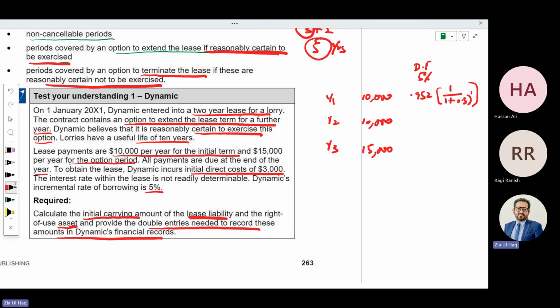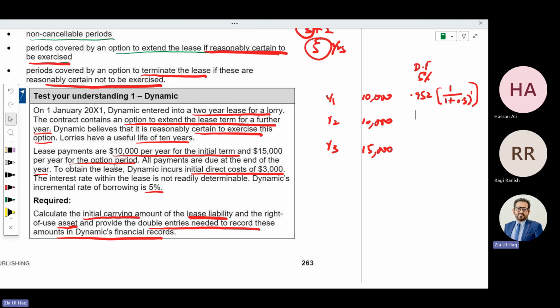Just to explain it, the initial direct cost is 3,000. That has already been paid. That is part of the asset, not part of the liability. Any advance paid will be part of the asset, not part of the liability. So after calculating this on the calculator, just put the equal to sign.